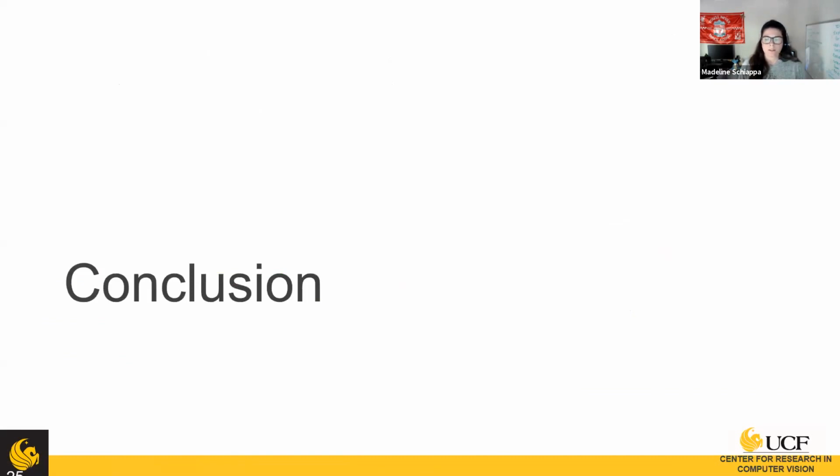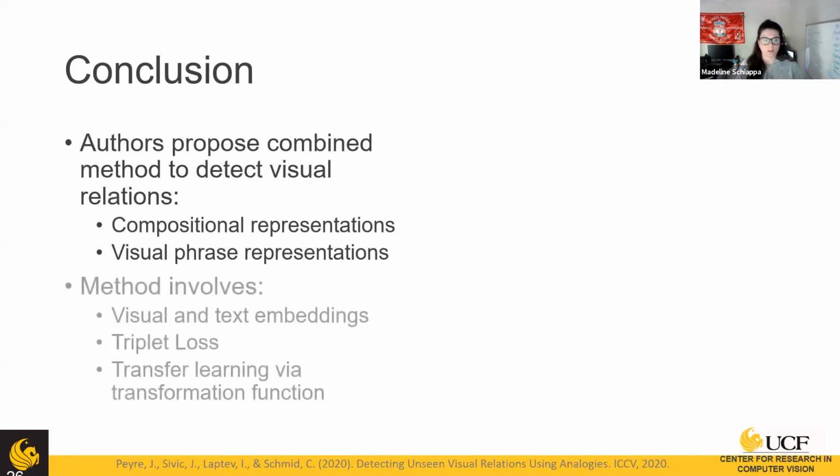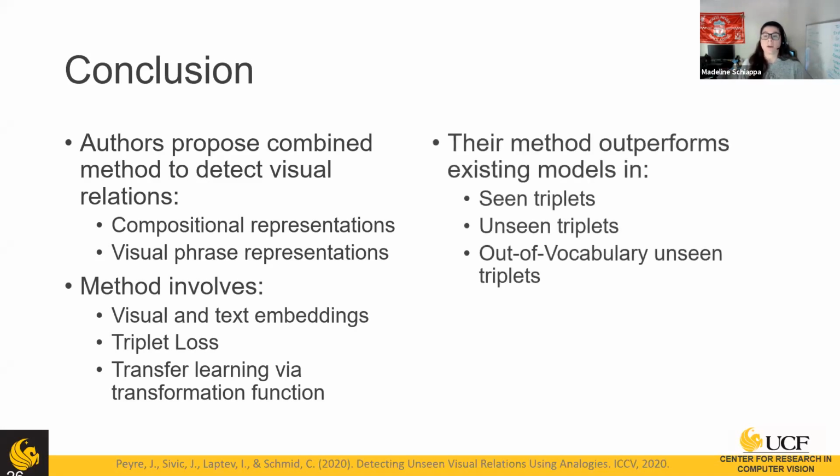Now I'll conclude this presentation. The authors in this paper propose combining both the compositional approach and the visual phrase approach. Their method involved visual and textual embeddings, a triplet loss function, and transfer learning via a transformation function. Their method outperformed existing models in seen triplets, unseen triplets, and out-of-vocabulary unseen triplets.